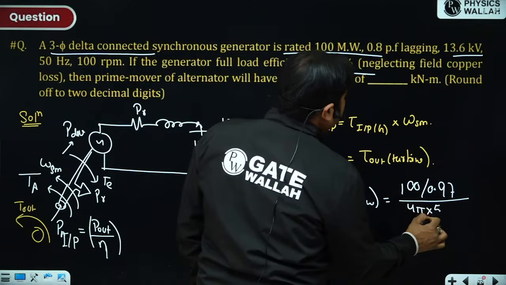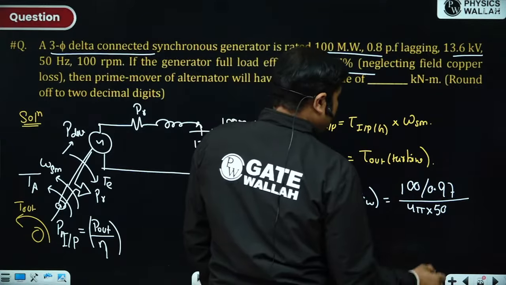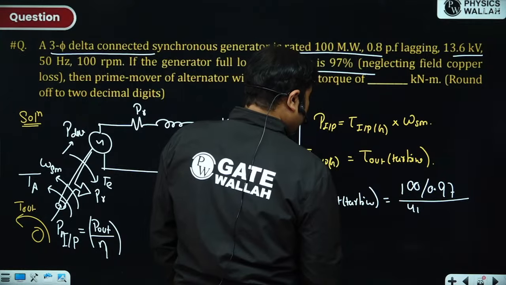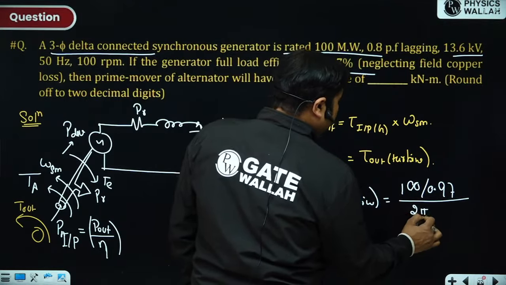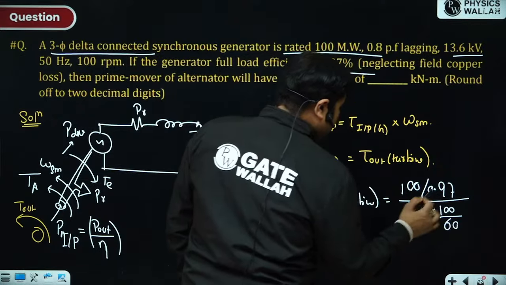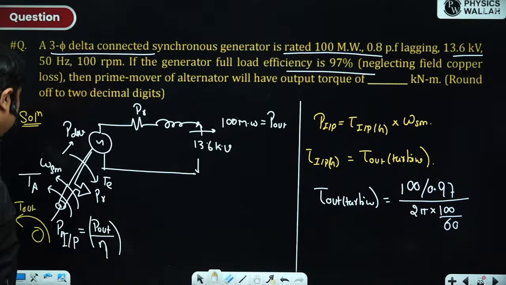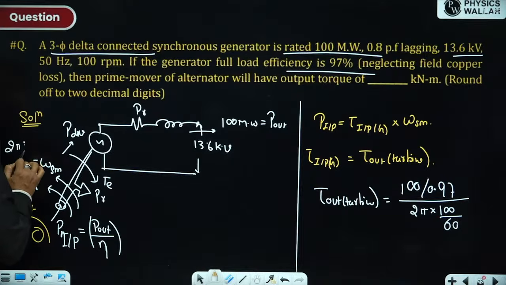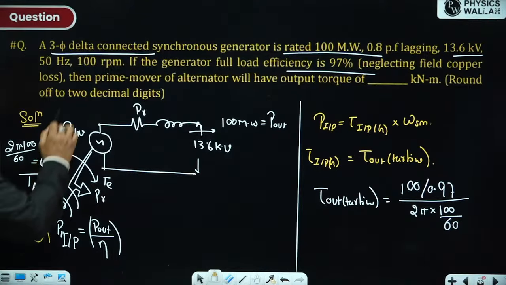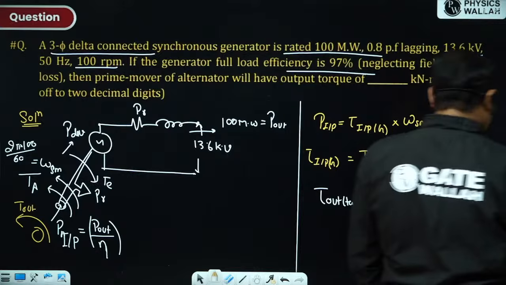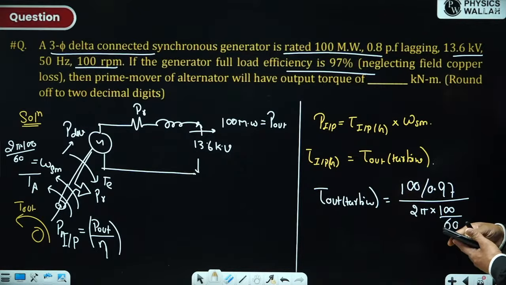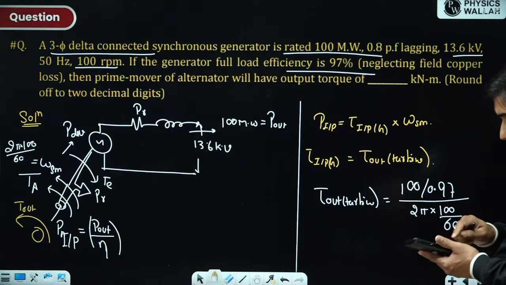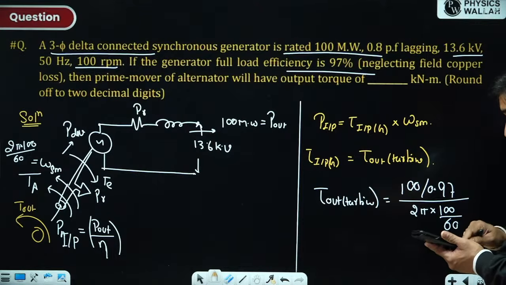Speed is given as 100 rpm, so omega is 2 pi N by 60. Is it okay? Since speed is given in terms of 100 rpm, yes sir. So you can calculate in this way. Poles are not given, so you don't know about the frequency. So 100 by 0.97 divided by 2 pi into 100 by 60.